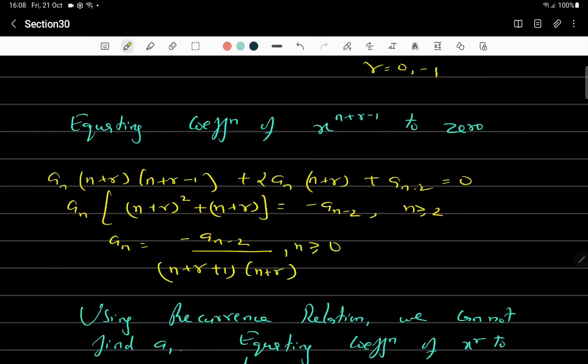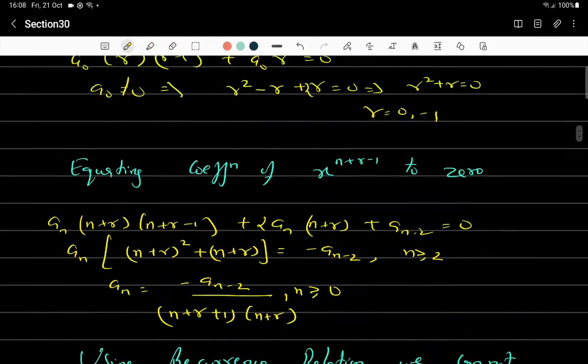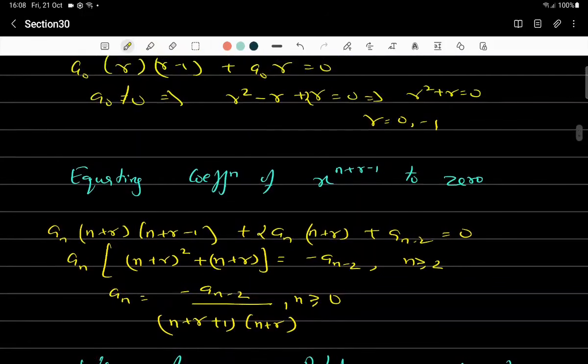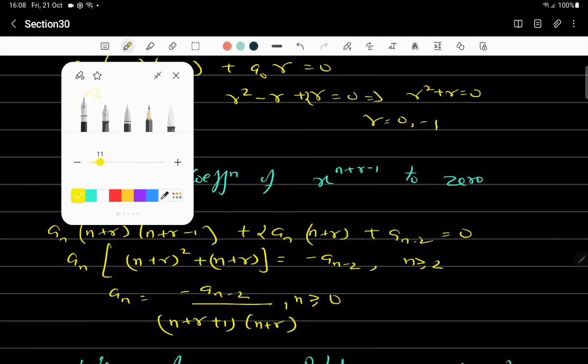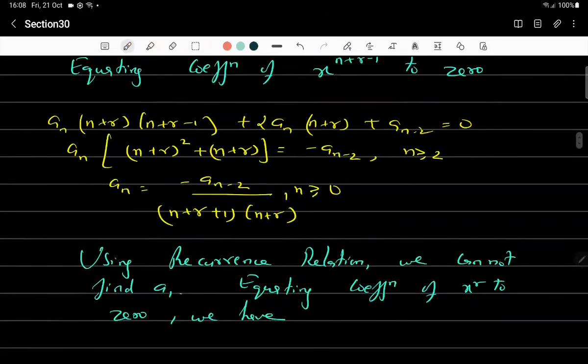Yes. Now one important observation here is that r is equal to 0 and minus 1. So if I put r is equal to minus 1, my a_n is minus a_(n-2) by n(n-1), because r is minus 1. Yes, and similarly for r is equal to 0, I can write down the recurrence relation.